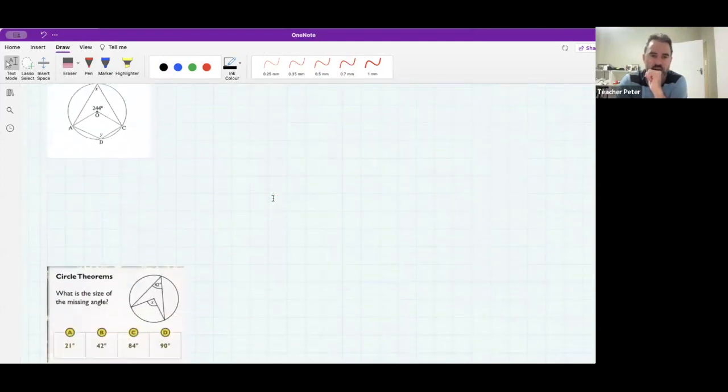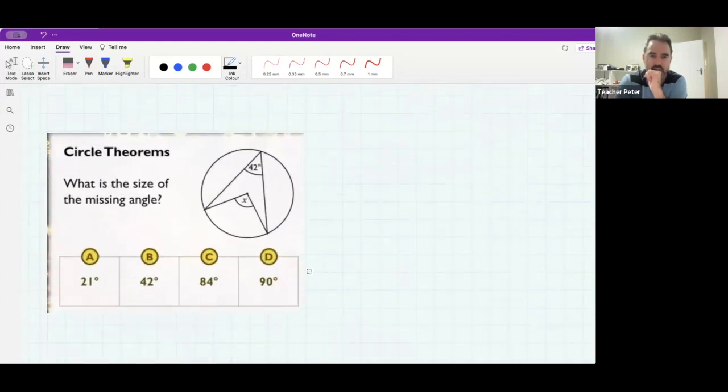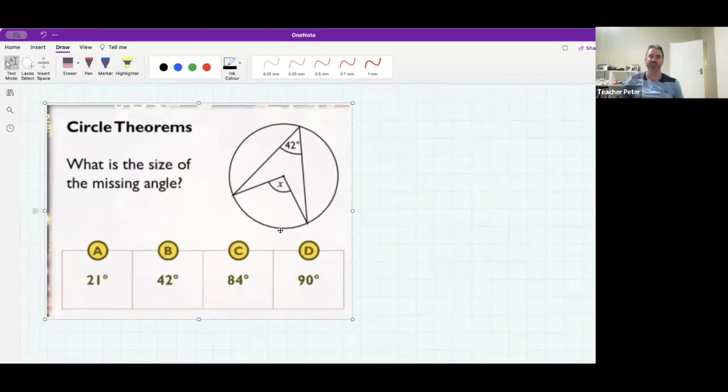Okay, now let us do this one. It's got you. What is the size of the missing angle x here? Oh, Stephen. Okay, I'll go back to the other one now and do it again.